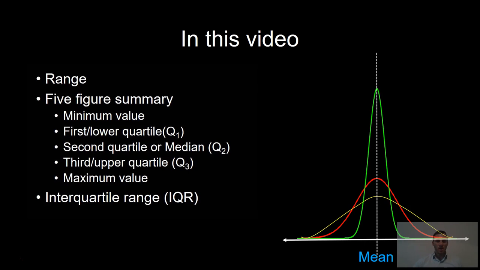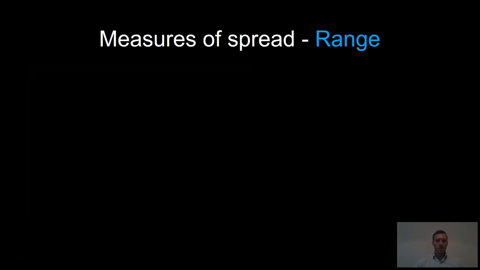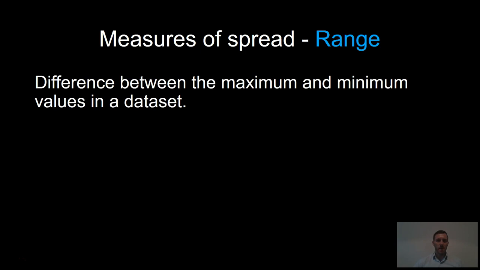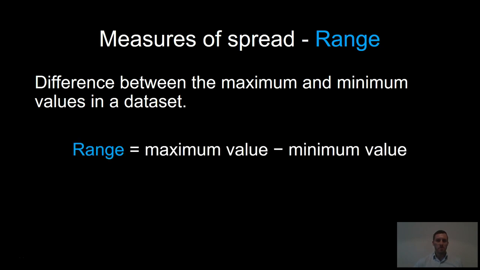In this video, we'll look at the range, the 5-figure summary, including minimum value, the first quartile, median, third quartile, maximum value, and the interquartile range. The first measure of spread we're going to look at is the range. The range is simply the difference between the largest or maximum value and the smallest or minimum value. In other words, you subtract the minimum value from the maximum value.